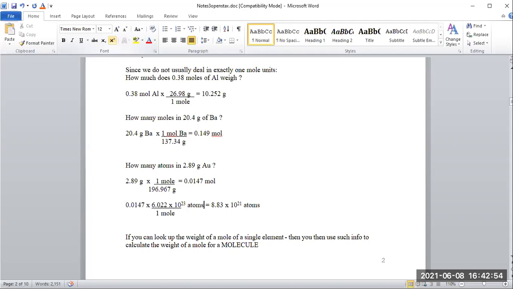Something to kind of keep in the back of your mind. Even if you had a couple of milligrams of an element or compound, you're still probably going to have a few trillion or more atoms or molecules. You will almost always end up with a number that really has to be written with an exponent when you are giving the answer for how many atoms or how many molecules.